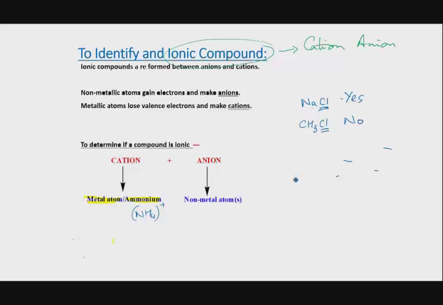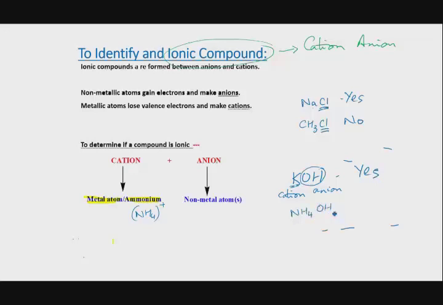So look, using the same idea, is this an ionic compound? Yes, it is, because here is a cation, since it's coming from a metal, and therefore this would be the anion, which of course you might recognize as the hydroxide ion. So yes, this is an ionic compound. Good.